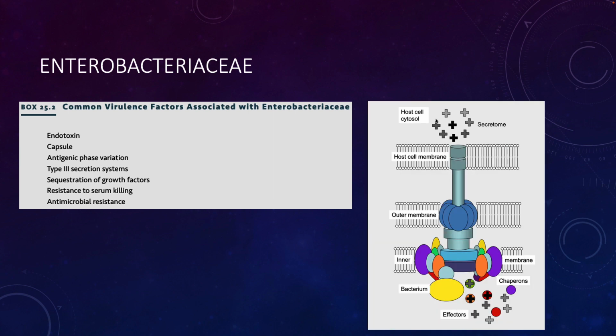So what I'm showing you here is a cartoon of what the type 3 secretion system looks like. This is the gram-negative bacterial cell, so you have the outer membrane and the inner membrane, and it looks like a little needle that the bacterium can use to inject proteins into the host cell.